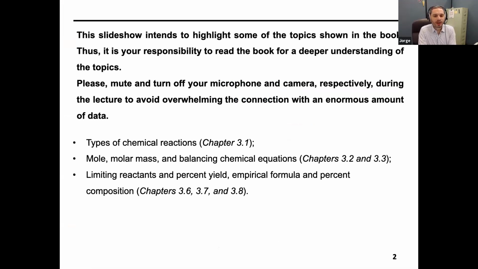For this chapter, we are going to cover types of chemical reactions. We are going to talk about mole, molar mass, and balancing chemical equations. And the last part of the chapter, we will talk about limiting reactants, percent yield, empirical formula, and percent composition. So that's our goal for this chapter.